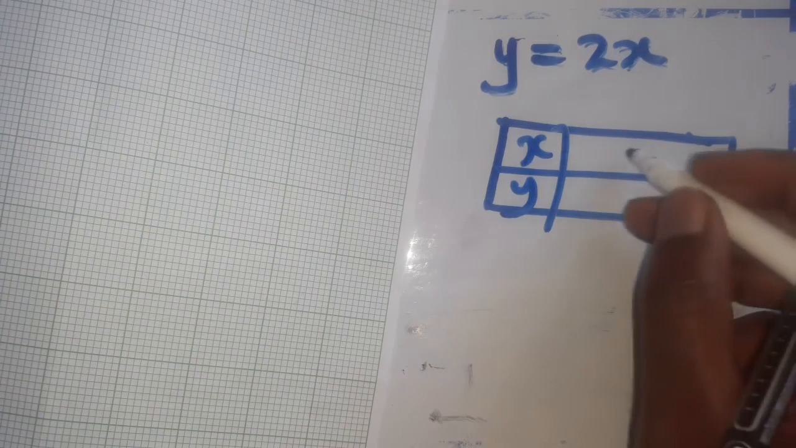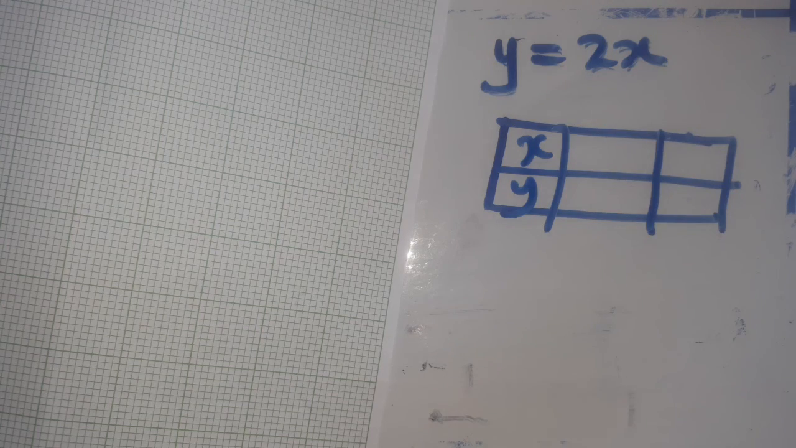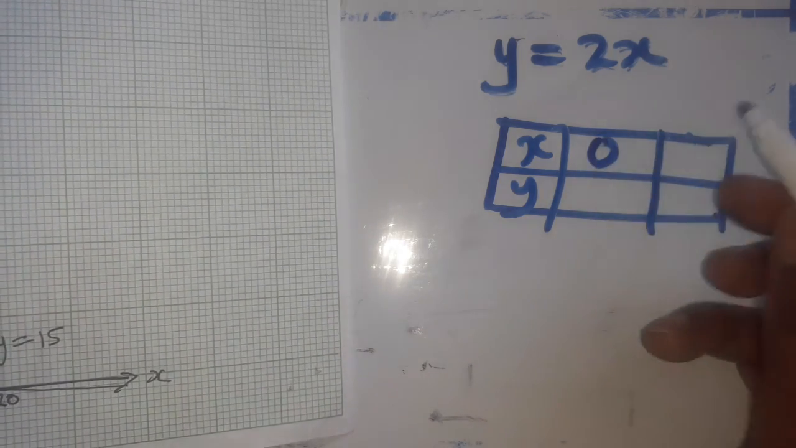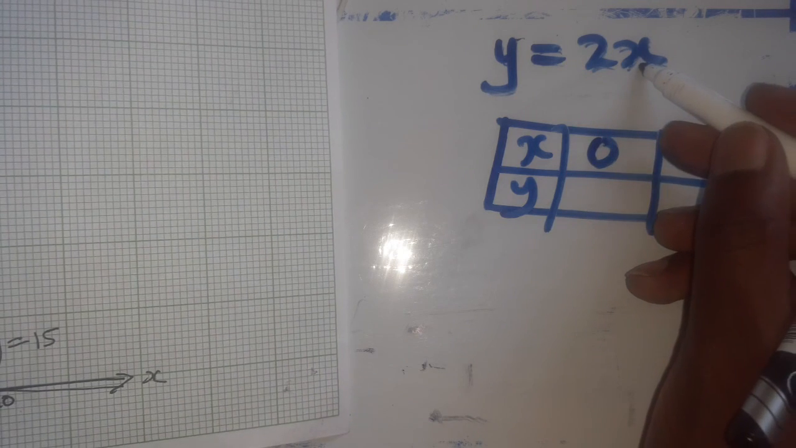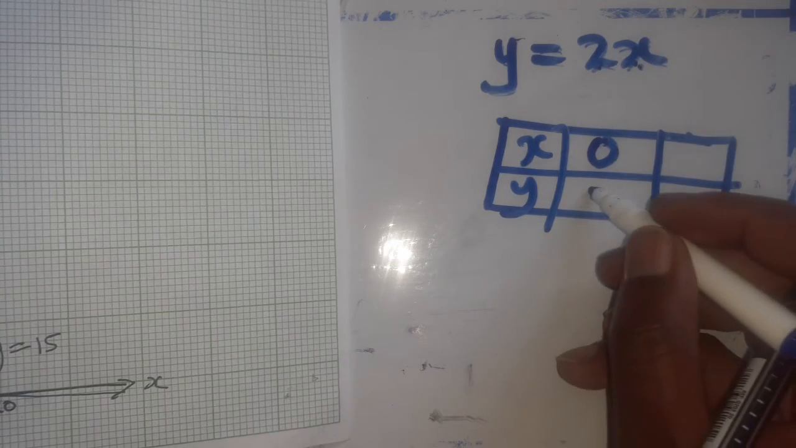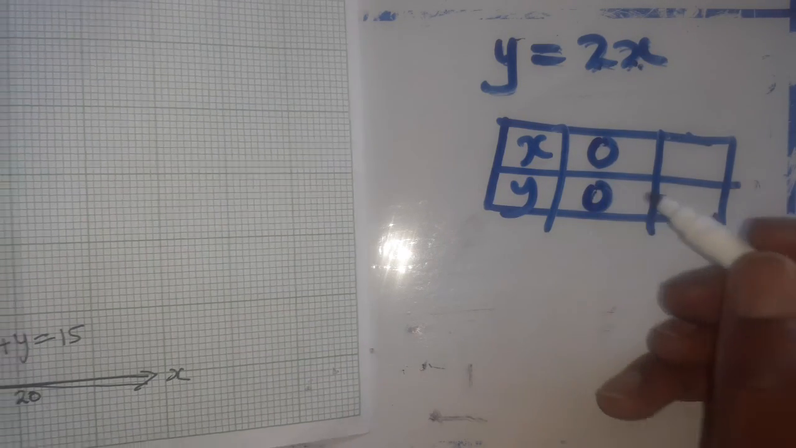X and y, 2 are enough. How do we pick those in this case? You can start with 0. If your x is 0, what is going to be your y? It will mean y multiplied by 0. What do you get? 0 also.